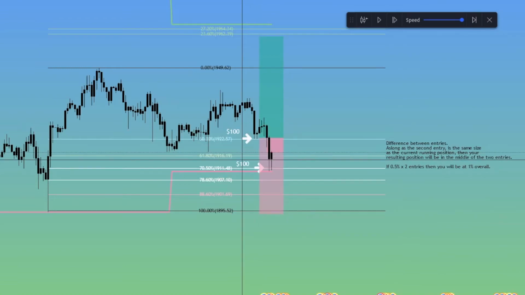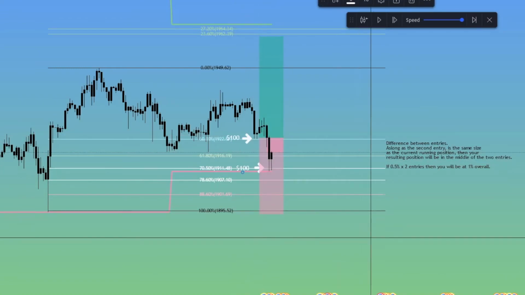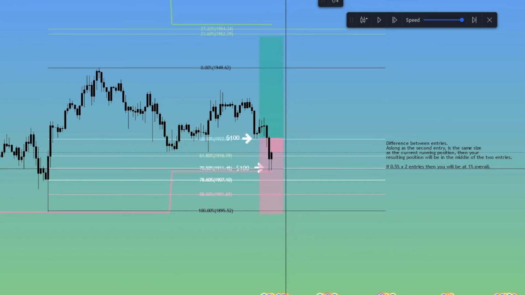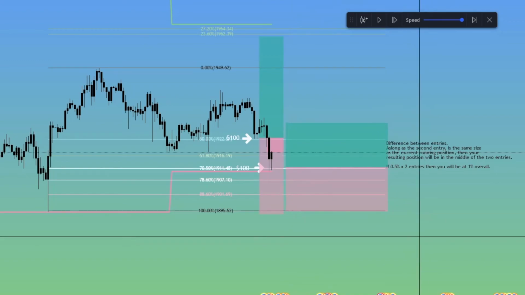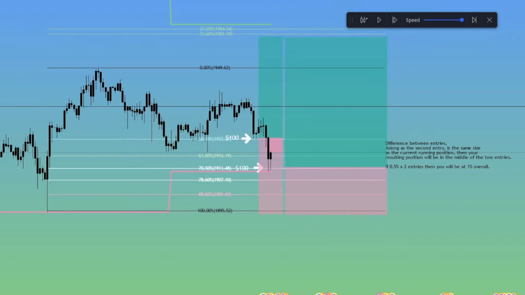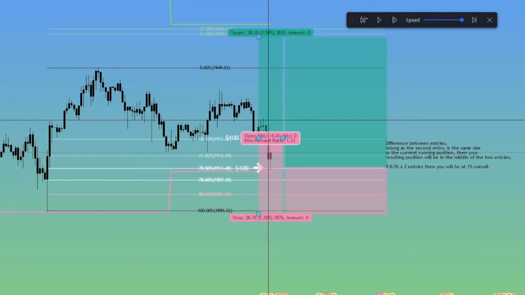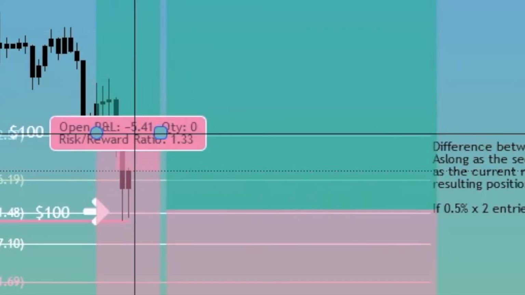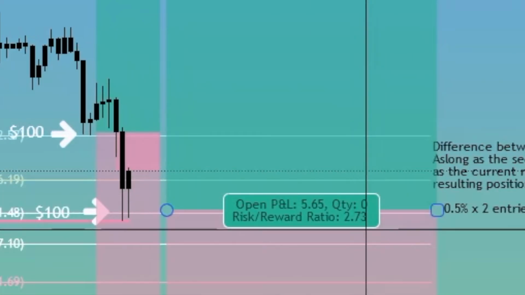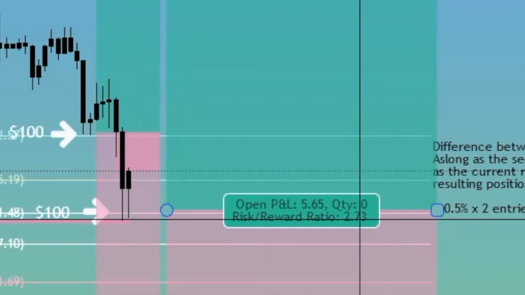So we've got two of the same size entries in, and what that's going to do is it's going to average out our position. Second entry here, same risk, same reward. Firstly, let's look at the risk reward ratio: 1.33. This reward ratio: 2.73. It's double. It's over double.